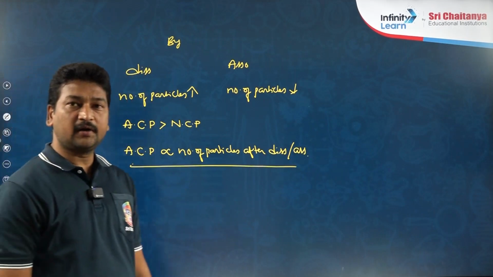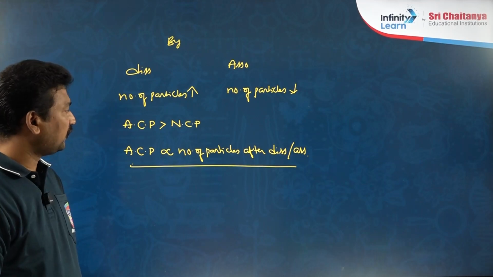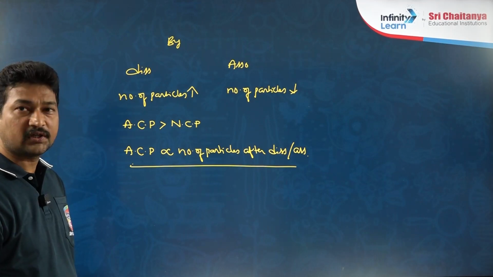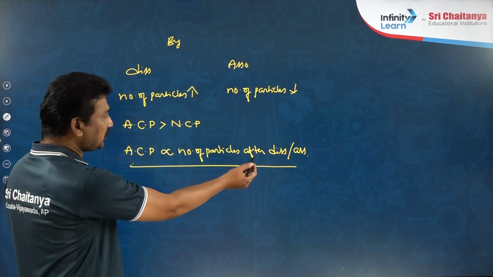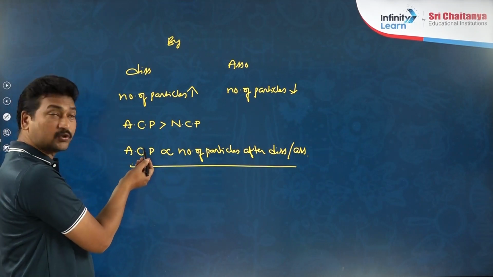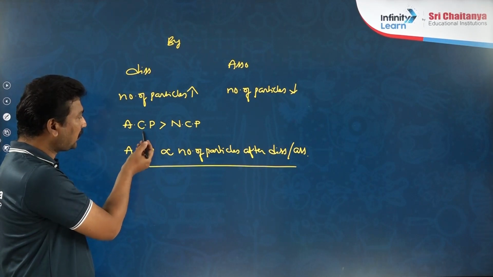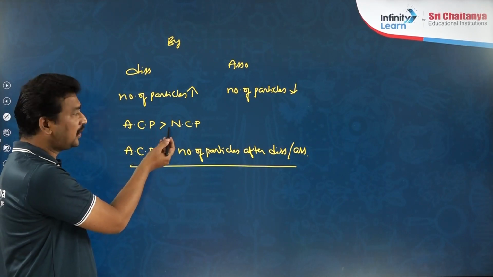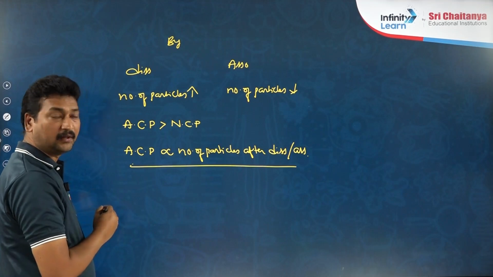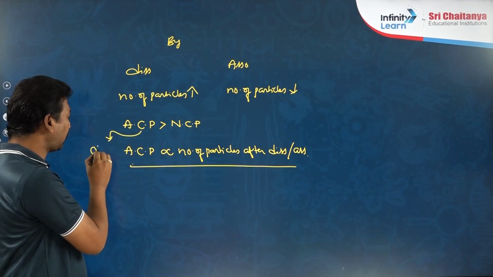The abnormal value of the colligative property is directly related to the number of particles of the solute after dissociation or association. After dissociation, the number of particles would increase, so that as the number of particles increases, the abnormal colligative property increases over the normal value. This abnormal colligative property is also known as the observed colligative property.